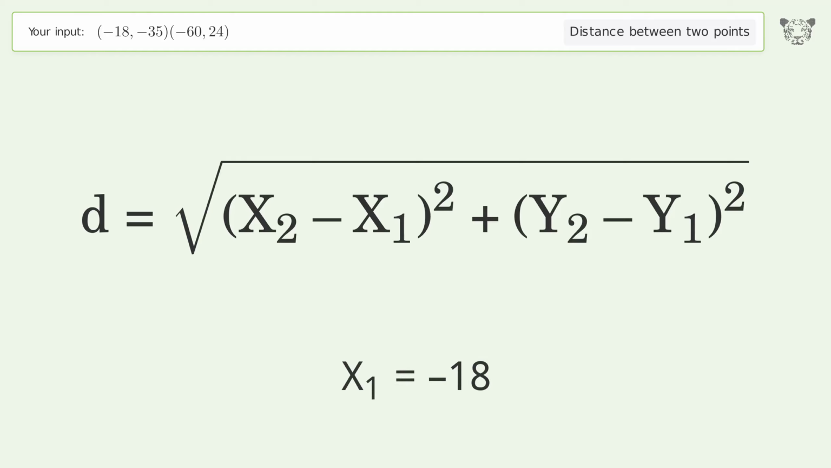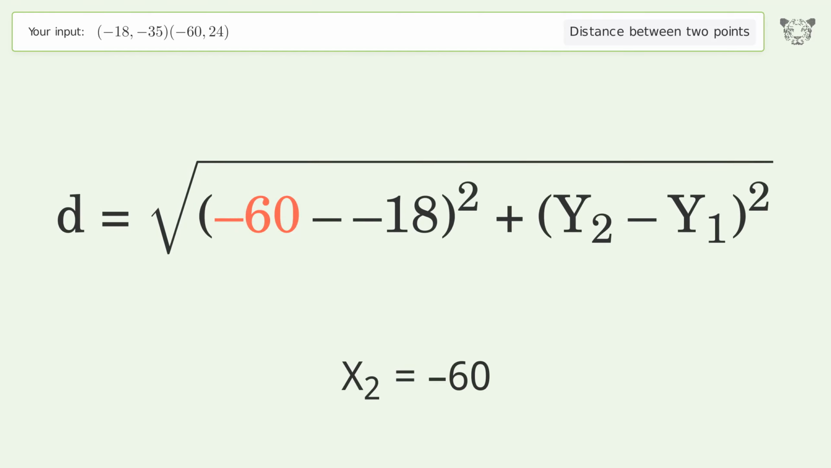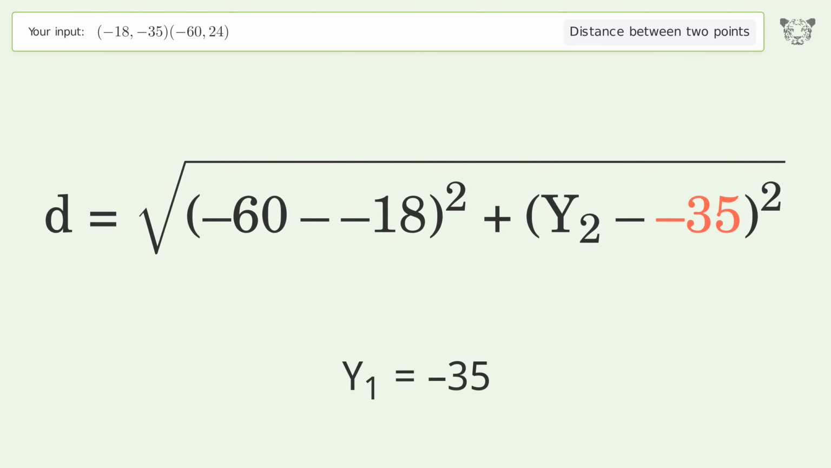x1 equals -18. x2 equals -60. y1 equals -35. y2 equals 24.